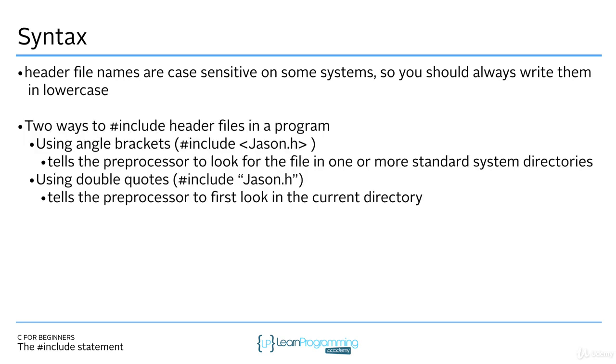There are two ways to include header files in a program. You can use angle brackets, such as #include <stdio.h> in angle brackets. And what this usually means is it's telling the preprocessor to look for a file in some kind of system directory.